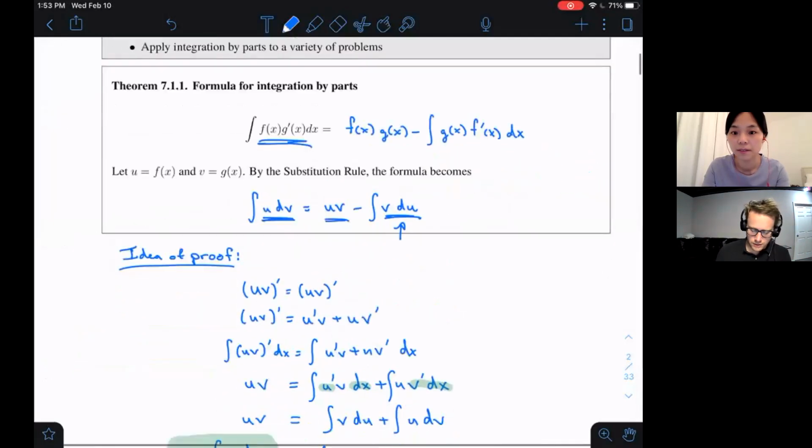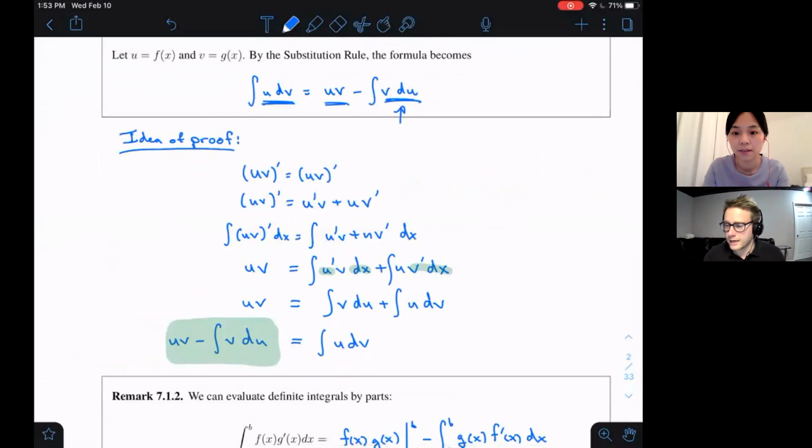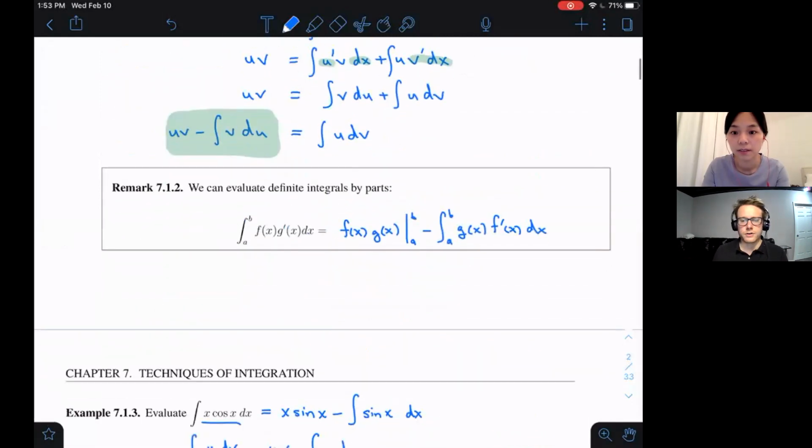And by the way, just from the proof, this really just comes from the product rule for derivatives. Just rearrange things and integrate on both sides. And that's exactly where integration by parts comes from. And of course, this is all set up for indefinite integrals. You can also do it for definite integrals. You can just plug in bounds and all that sort of stuff.